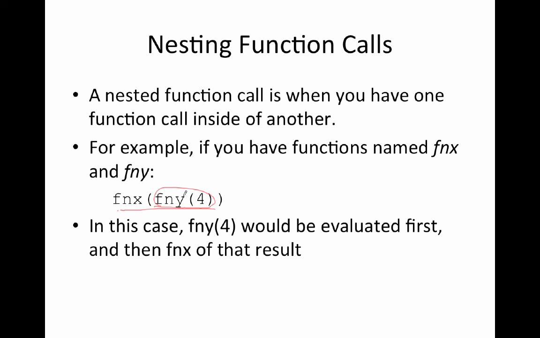We're taking the argument 4, passing that to the function fny. The fny function is going to take the 4 and do whatever it does to it to return some other number, which would then become the result of this. So then what we have is fnx of whatever we got from the fny function. So first fny of 4 would be evaluated, and then the result from that would be passed to the fnx function.